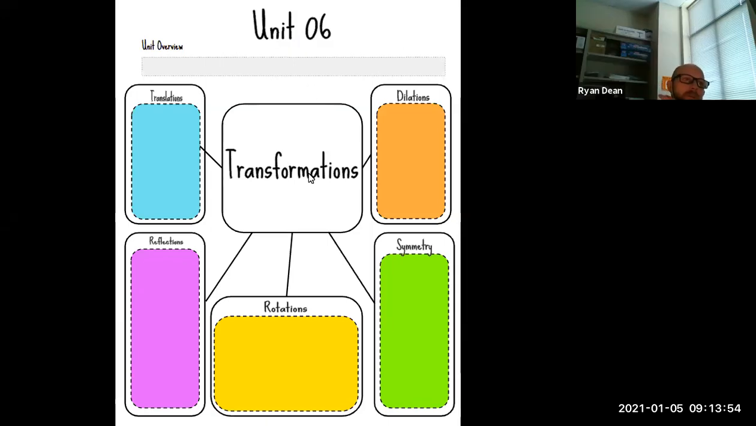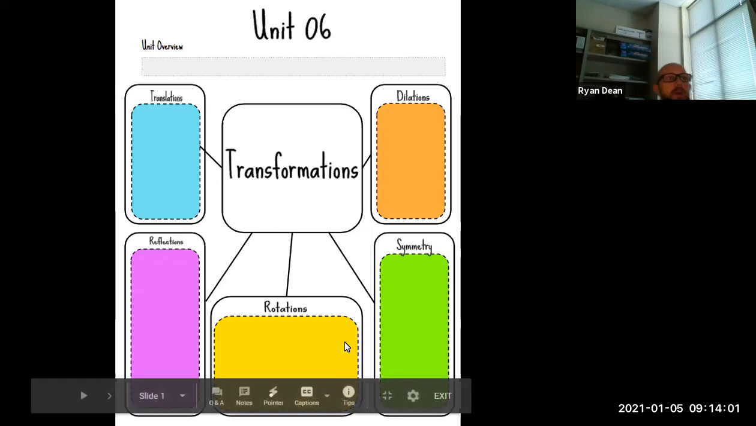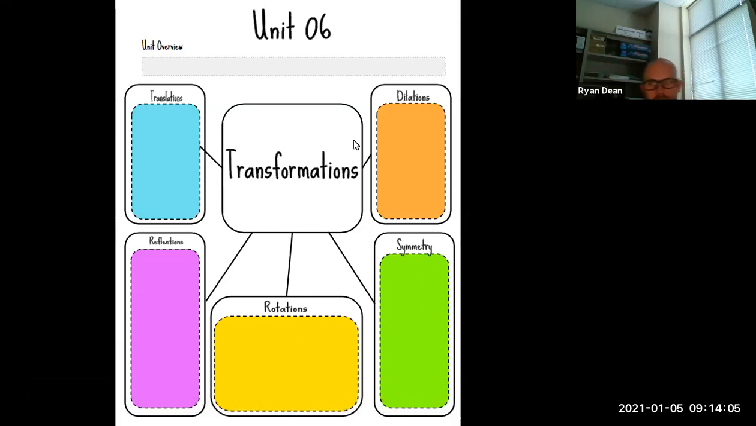All right, Unit 6, we're going to talk about transformations in this unit, and we're going to start with translations, go to reflections, rotations, and we're going to end with symmetry. We're not going to cover dilations just because of the time constraints that we have, but today we're going to talk about translations.